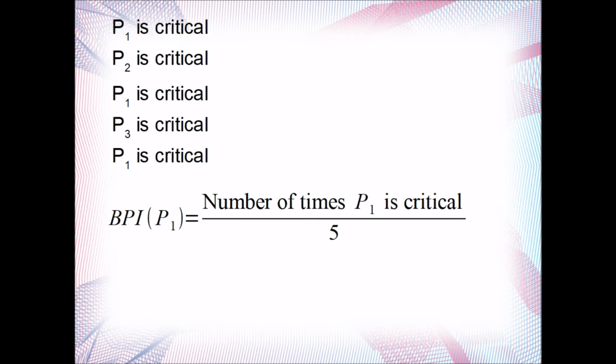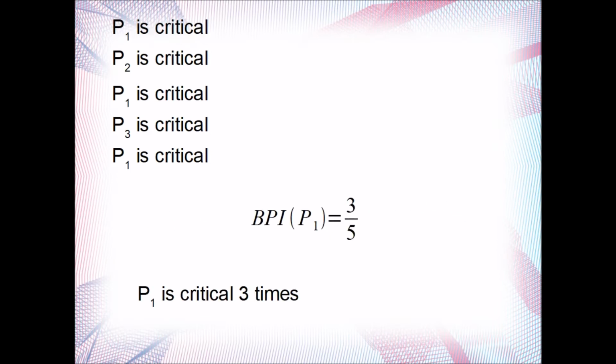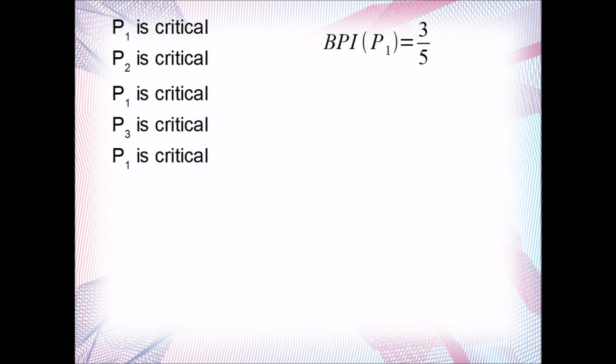No matter which player you're finding the BPI of, in this situation, the denominator will always be 5. So now I need to count how many times is player 1 critical. So let's do that. So 1, 2, 3. Player 1 is critical 3 times. So that means that the BPI of player 1 is 3 out of 5. So that takes care of player 1.